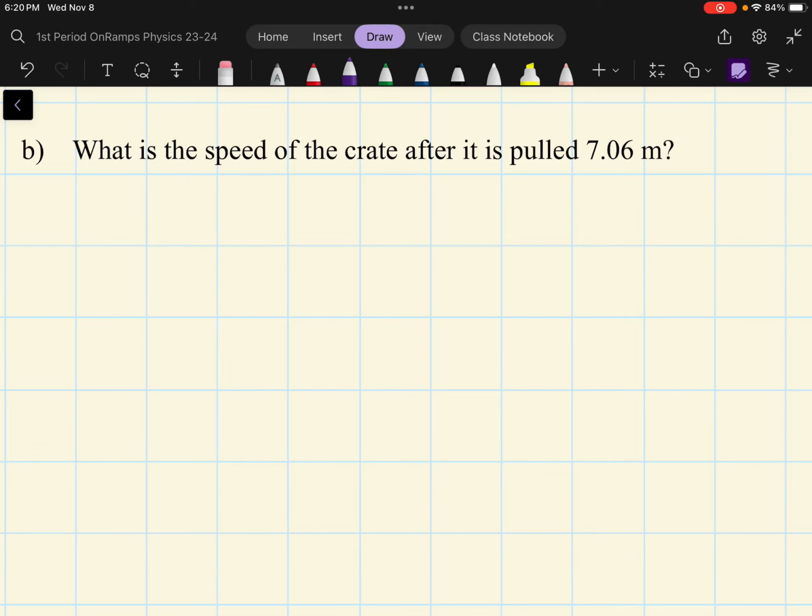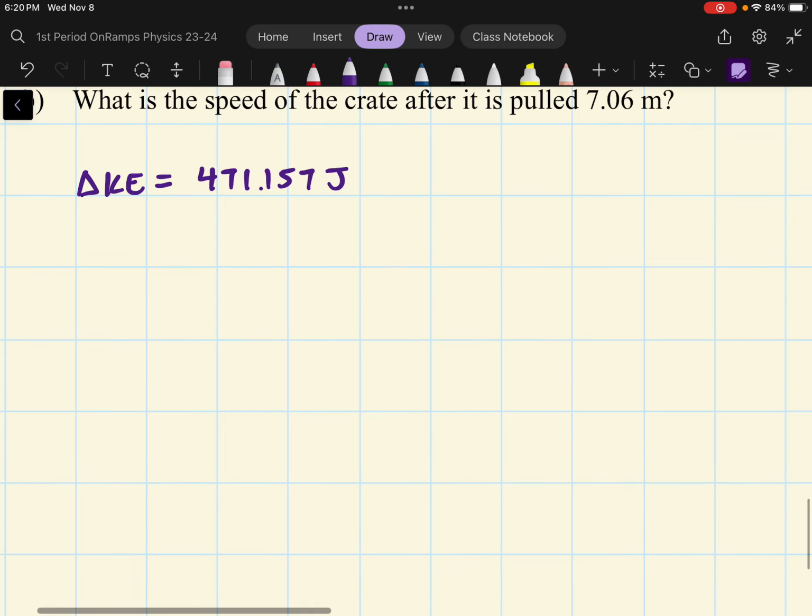For the second question, we have: what is the speed of the crate after it is pulled 7.06 meters? So we know that after this displacement, the change in kinetic energy is what we found from the previous video. And that's going to be equal to, I already forgot, 471.157 joules.